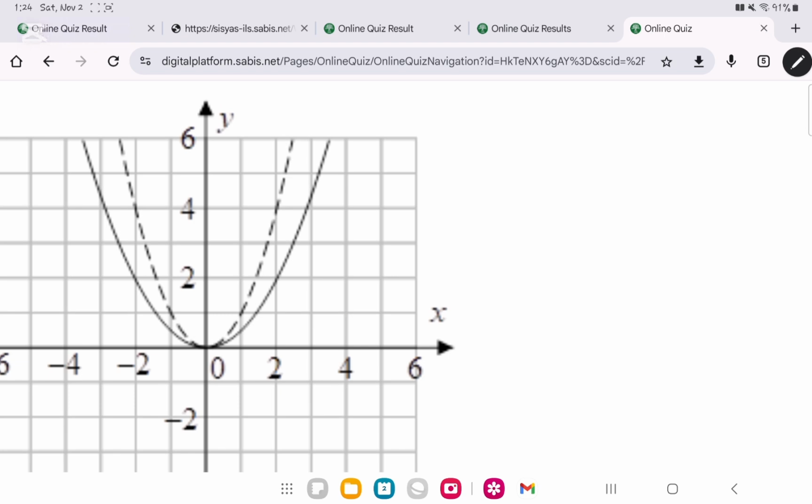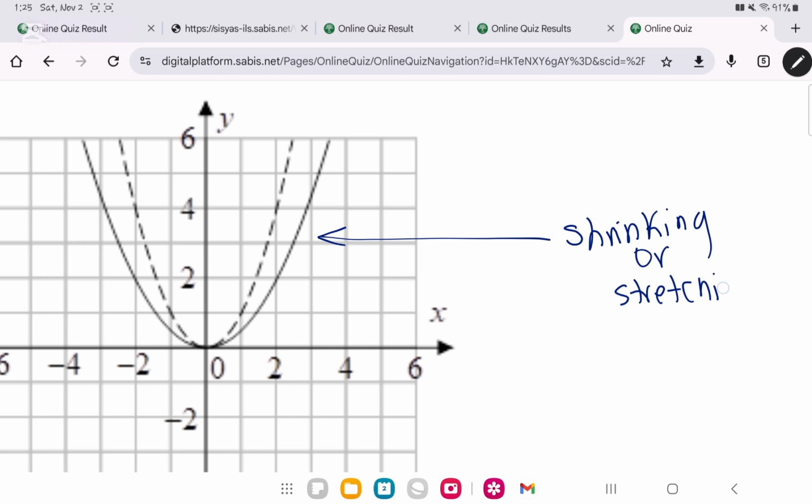If you noticed, there is a change. This change in the second graph that's not dotted, we need to figure it out. First of all, looking at it, it did not shift left or right. It did not shift up or down. It did not have a horizontal or vertical reflection. So what we can say is that there was definitely a shrinking or stretching. Now, by looking at it, it's definitely a shrinking. So we're going to ignore the stretching for now, and we're going to find out by how much it shrank.